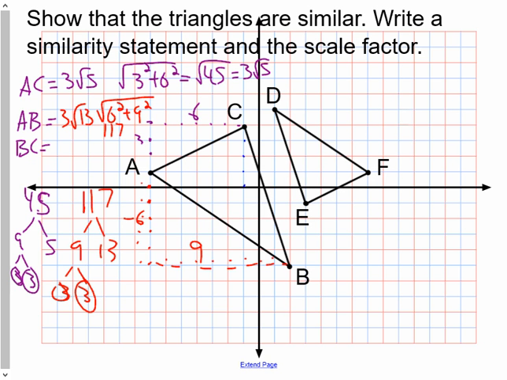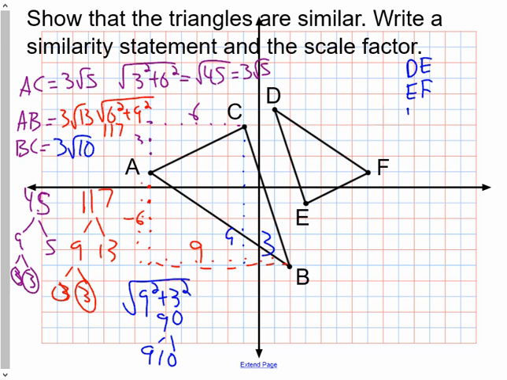And then the last side. 1, 2, 3, 4, 5, 6, 7, 8, 9 over 3. So square root of 9 squared plus 3 squared. 81 plus 9 is 90. That one's 9 times 10. We're allowed space down there, but that's going to be 3 square root of 10. Going to the other side, we're doing the same thing. DE, EF, DF.